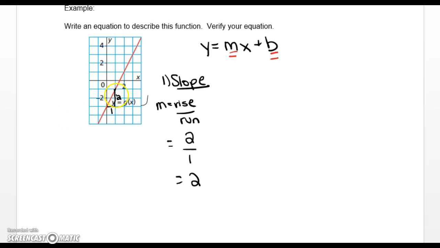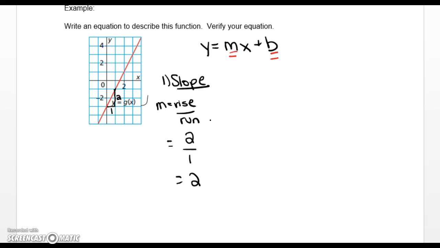If you were going down, so you'd be dropping rather than rising, you'd have a negative value. The run is always going from left to right. So whether your slope is positive or negative depends on the rise, whether it's going up or going down. In this case, your slope is equal to positive 2.